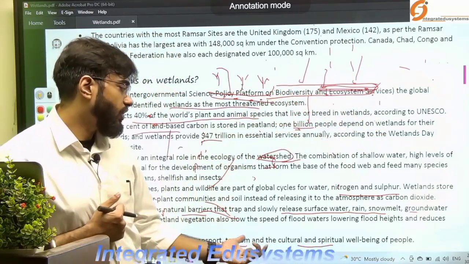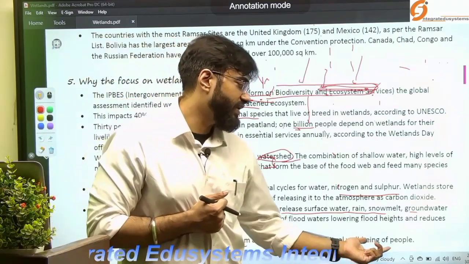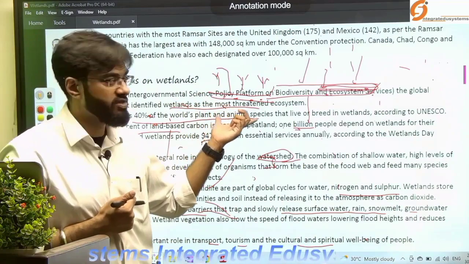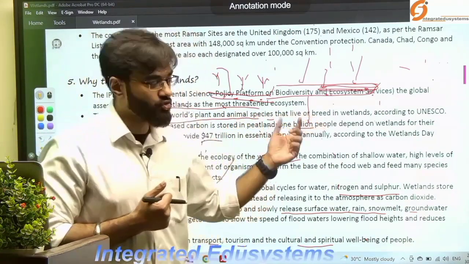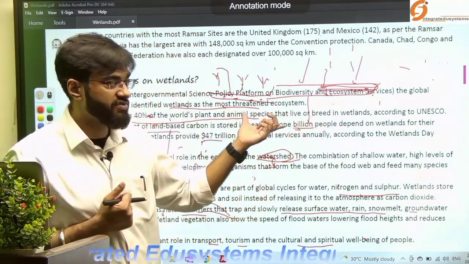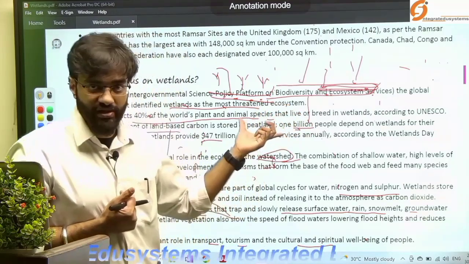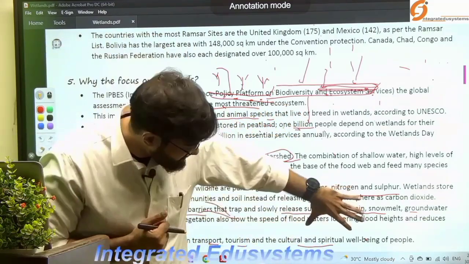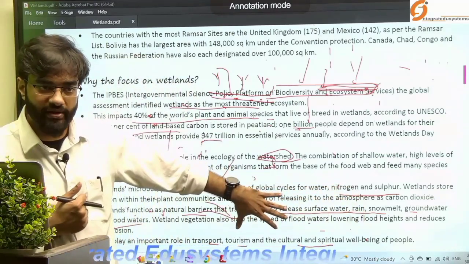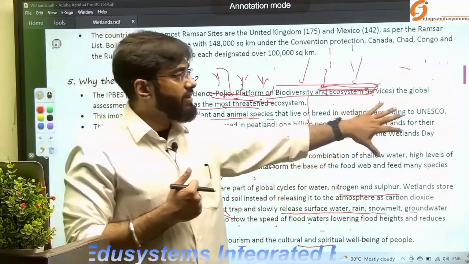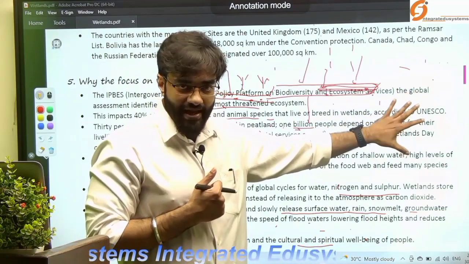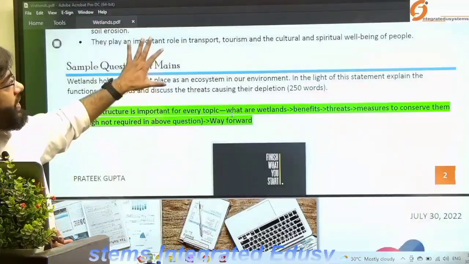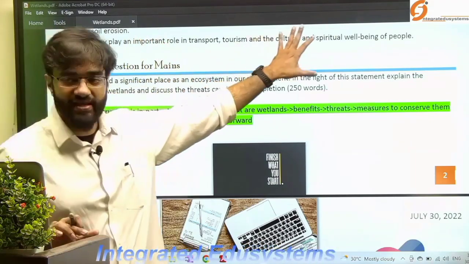Again, when we talk about cultural and spiritual well-being, you might have heard about one of the wetlands in Himachal Pradesh, very famous, the Renuka wetland. It is based on Renuka ji, so this spiritual and religious importance assumes a lot. Here also many examples can be given, but we'll just restrict. So now again we have discussed the basic structure.